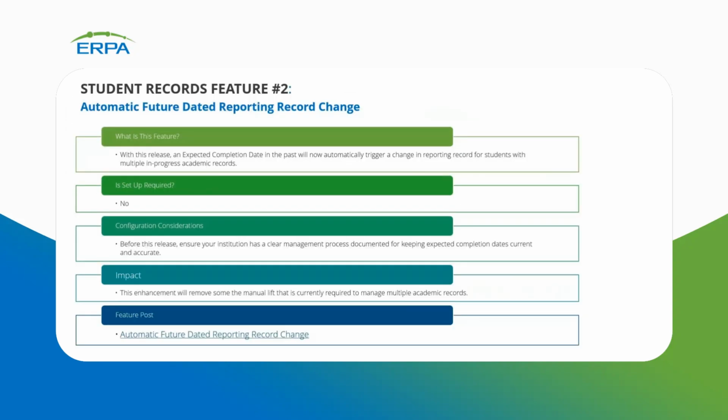All right, next exciting feature that we are going to highlight here is automatic future dated reporting record change. So these are for, very importantly, our multi-institution folks, but also any institutions where you may have a student with multiple academic records that are in progress at the same time. As you may know, if this pertains to your school, you do need to manually manage the reporting record identification for students with multiple in-progress academic records at one time, depending on your policy and how that's set up to determine which reporting record at what given time is going to be identified.